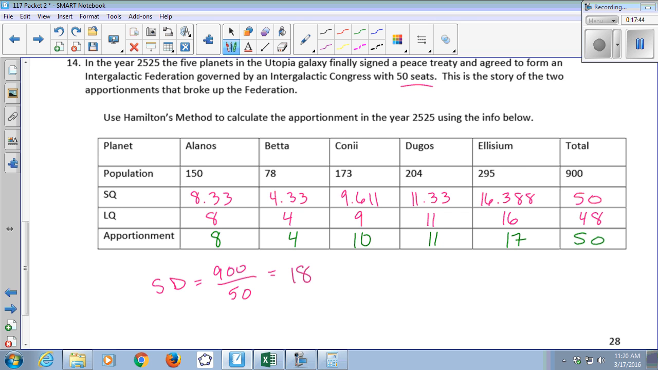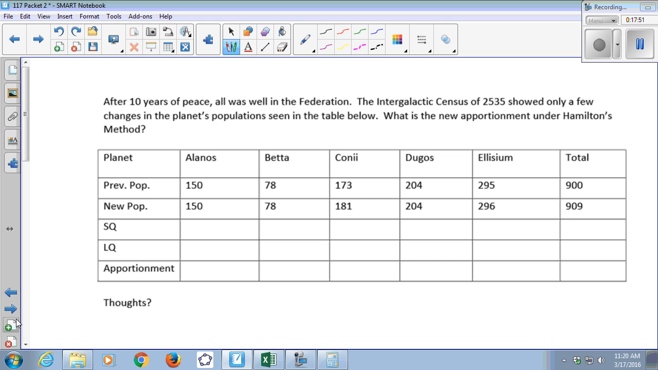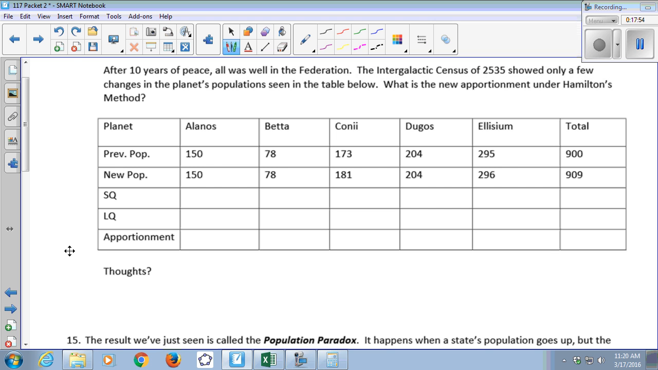All right, everybody's happy. This is a peaceful federation. Let's see what happens after 10 years of peace. Okay, 10 years of peace, everybody's happy. The intergalactic census of 2535 shows some minor changes in the planets' populations. Some people have moved. We're going to calculate the apportionment under Hamilton's method now. So I have the old population and the new population. We're going to redo the apportionment based on the new populations. Make sure that our apportionment reflects the current populations of the countries.